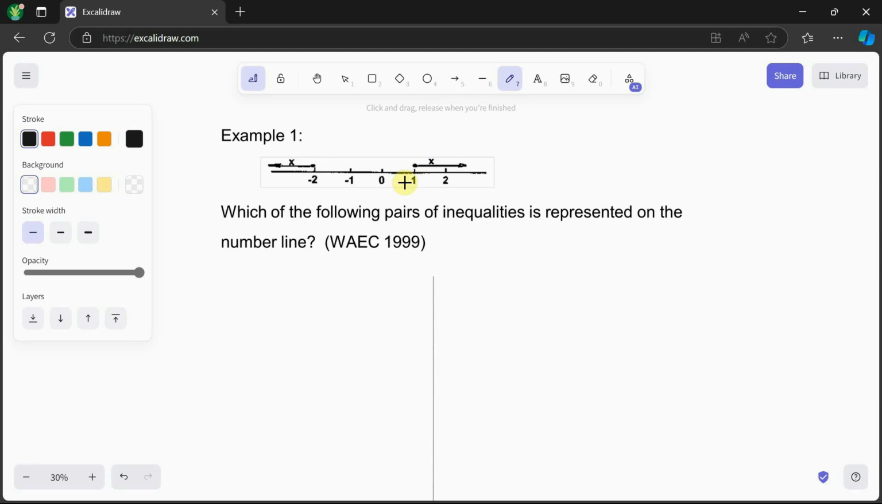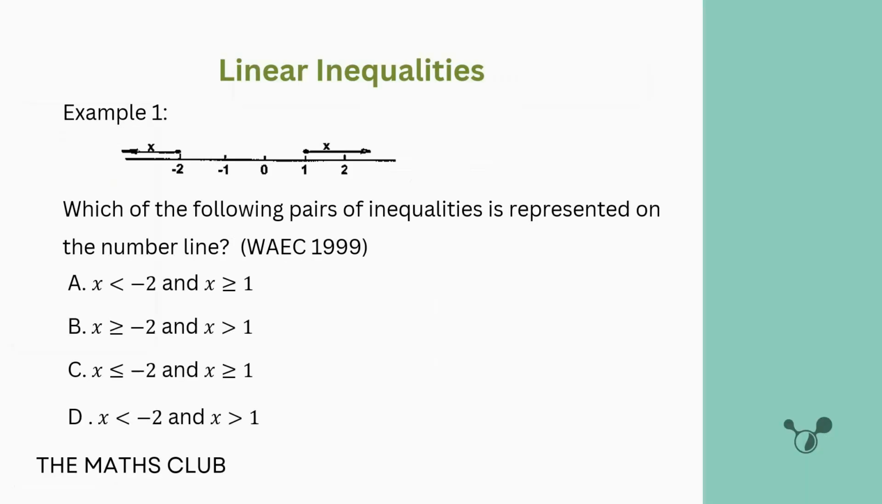So following that principle of the sign, I could say x is, which side is leaning to the left, so it will be a less than, but because it's also shaded here, it will be less than or equal to -2. And this one here is going to the right, so that will be greater than, but you can see it's also shaded, so that will be greater than or equal to 1. So this is the solution for this particular question, and that will be option C.